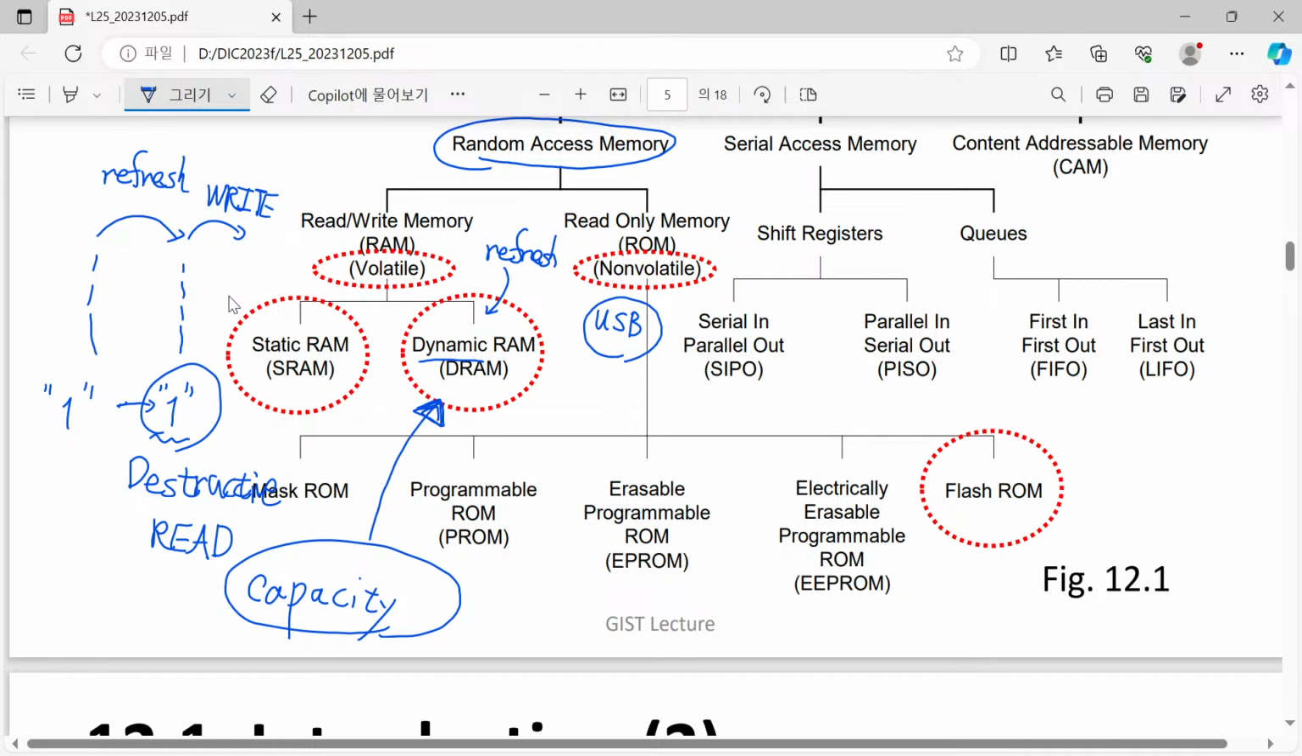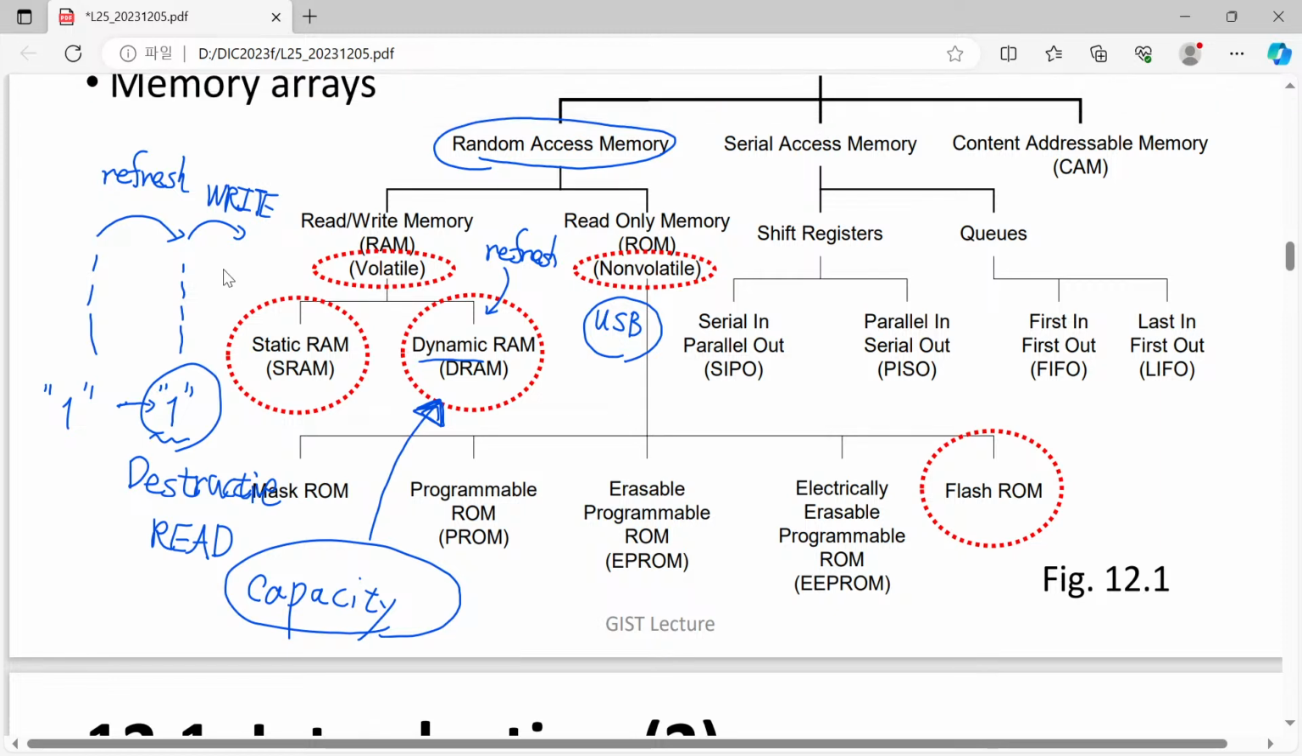Which data is written? Just 1. So in the case of DRAM, you frequently read just to save your data, or in order to just keep your data, you must read and write, read and write.